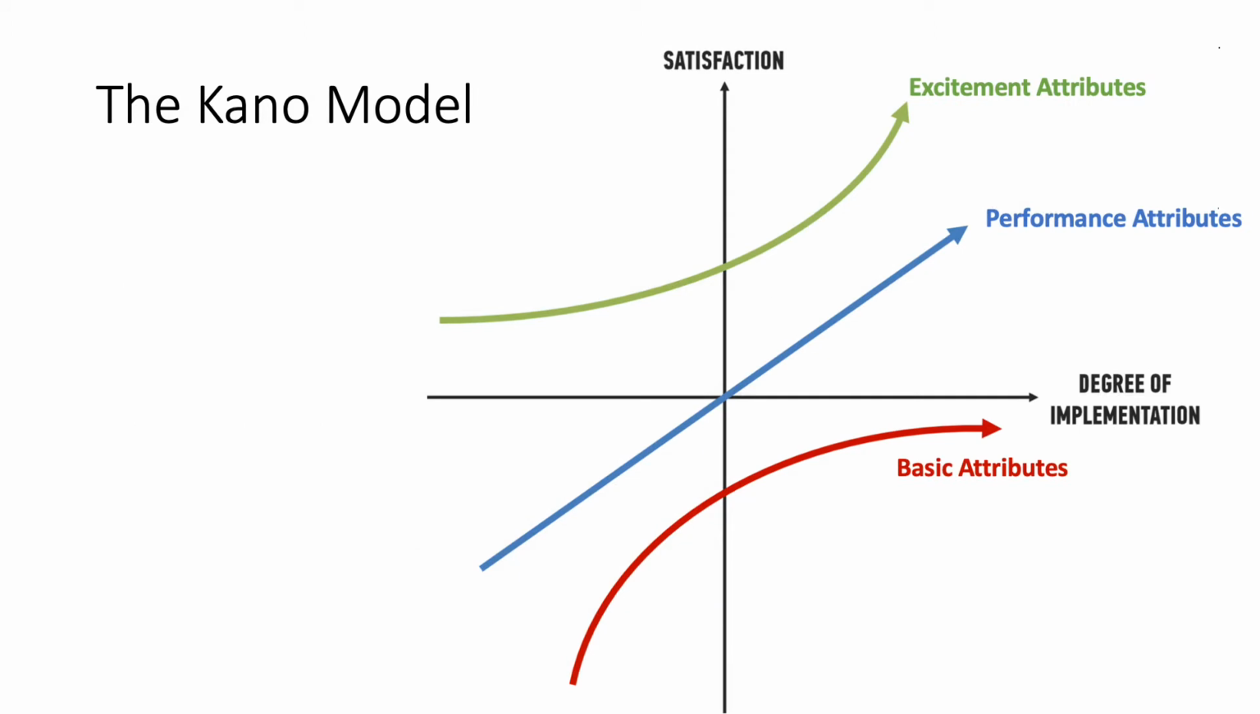If we look at the model now, you can see that the y-axis represents the customer's level of satisfaction, whilst the x-axis represents the degree of implementation. This is how well you deliver that functional requirement. Obviously, the better a functional requirement performs, the happier a customer will be. And therefore, the ideal solution will lie somewhere within this top right quadrant, as here is where your competitive advantage lies.